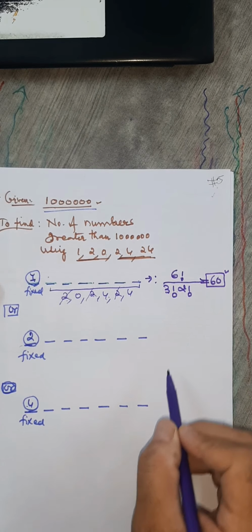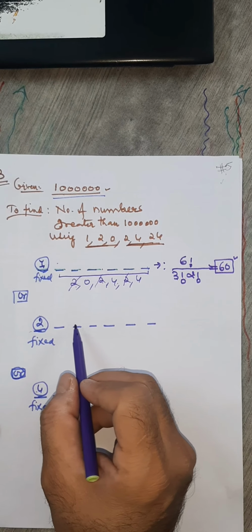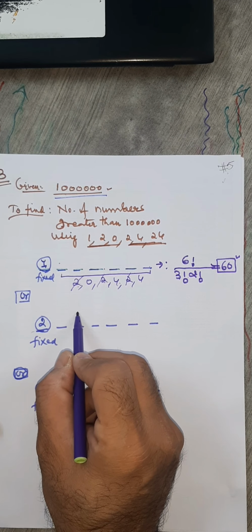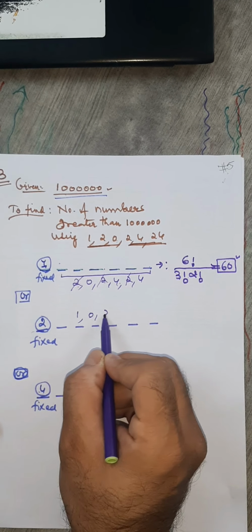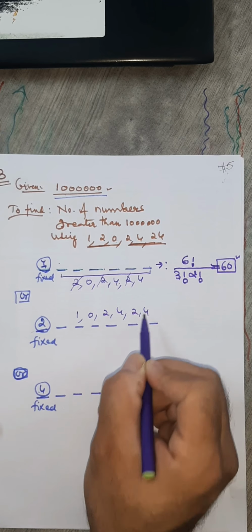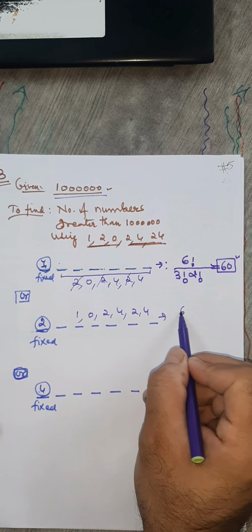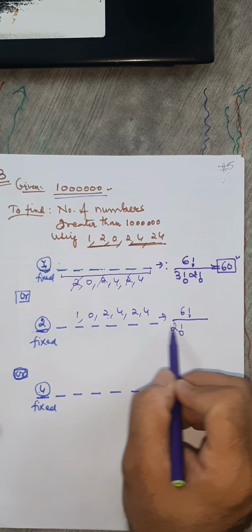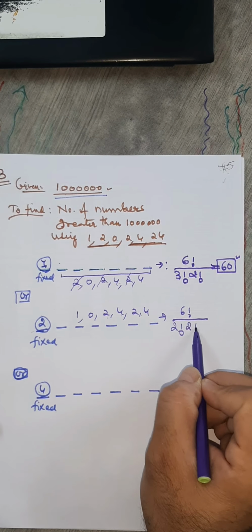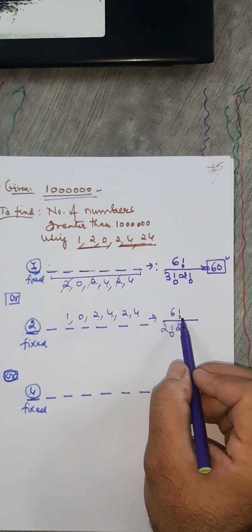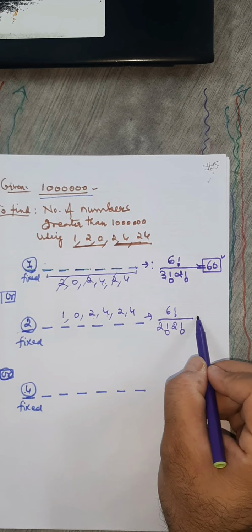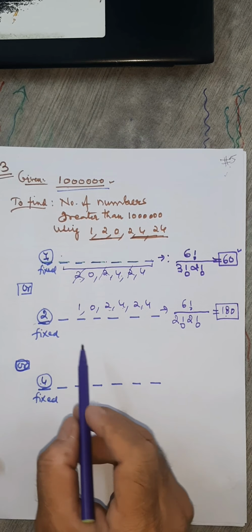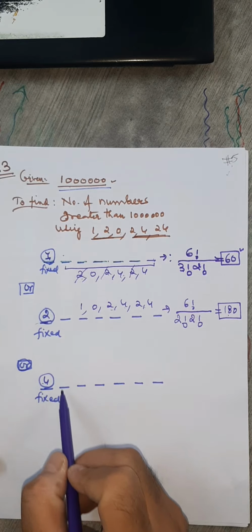Just simplify. Okay, come to this. Now drop 2 from there. So at this place you are left with 1 0 2 4 2 4, 6 digits. So 6 factorial, in which 2 is repeated 2 times, 2 factorial, and 4 is repeated 2 times, so again 2 factorial. Here you just simplify, you'll get 180. Remember 180, don't count it again, keep it in your mind. This is fixed, forget it.